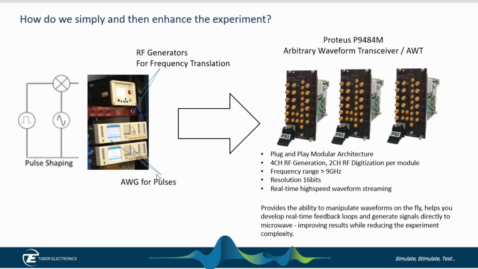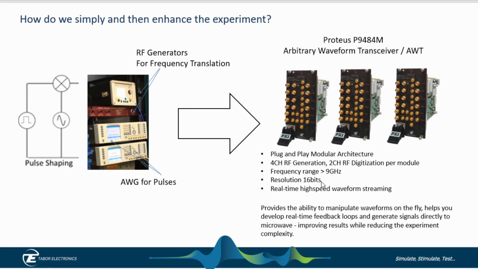To simplify that, we actually invented the new Proteus P9484M. It's a modular arbitrary waveform transceiver, AWT. It's a modular architecture. It comes in groups of 4 transmit channels and 2 receive channels. So 4 DACs and 2 digitizers per set of modules. It's a plug-and-play architecture. It goes up to greater than 9 gigahertz of frequency without requiring the up conversion stages that we look at here.